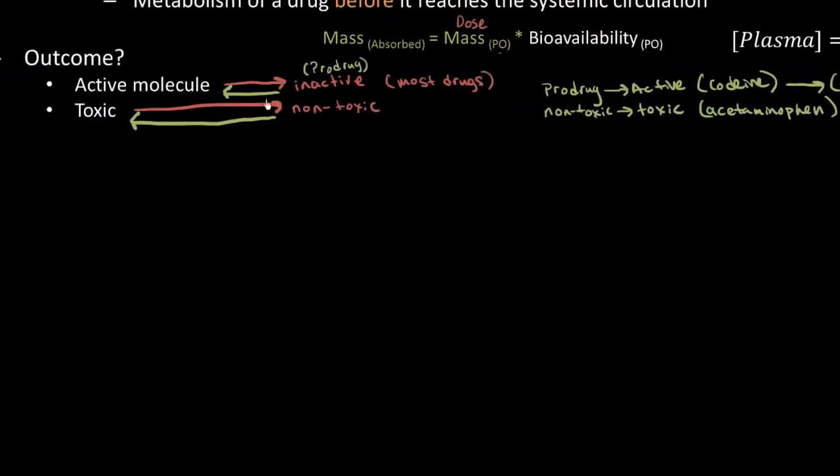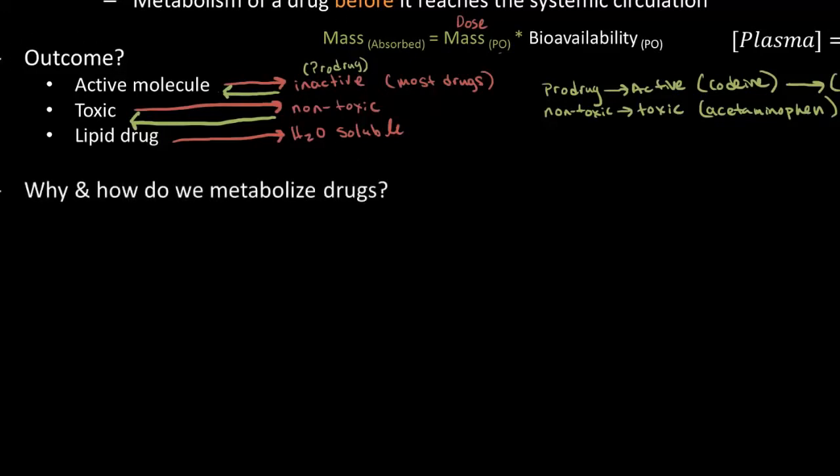And finally, the third outcome of drug metabolism is we start with a lipid drug, and our body metabolizes it, and it becomes water soluble. So lipid becomes H2O soluble. And this one is really important as well. So let's use this as our step into the next part. Now we've looked at the outcomes of what happens when you metabolize drugs. Why and how do we metabolize drugs? What's the big picture here?